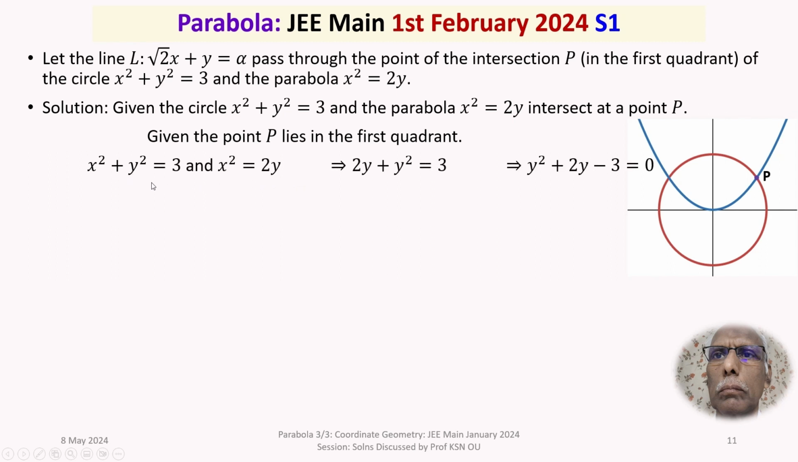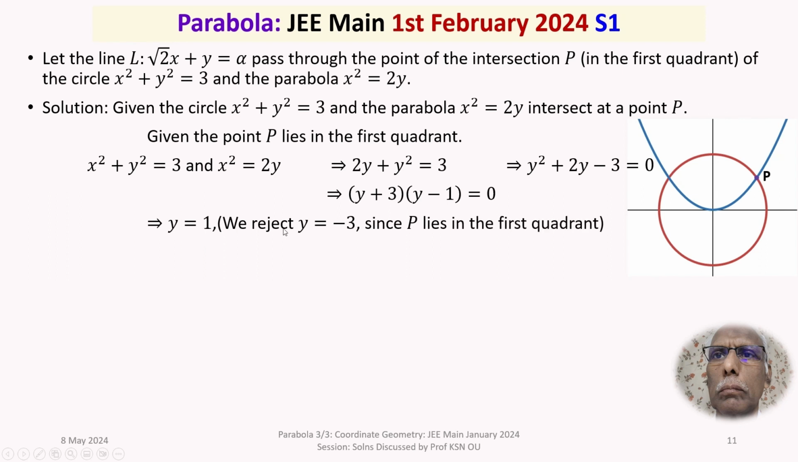So, to find the point of intersection, for x square you substitute 2y. You substitute 2y for x square in the circle's equation. That will be 2y plus y square is equal to 3. Simplify, you get a quadratic in y. Now the factors are (y plus 3) into (y minus 1) is equal to 0. This will give you y is equal to 1.